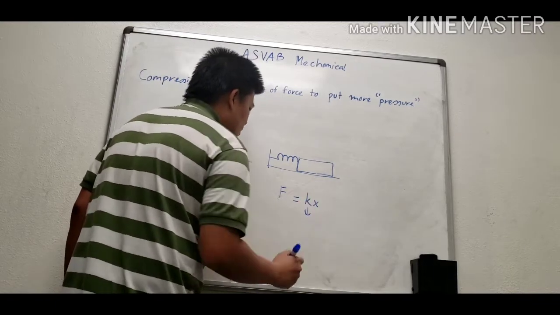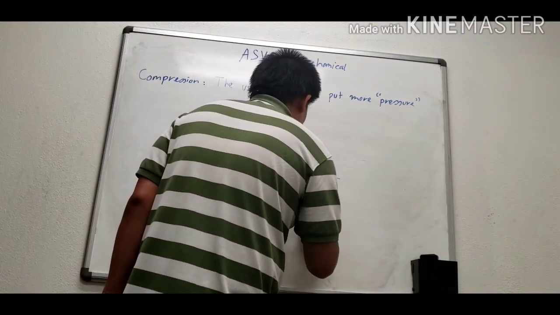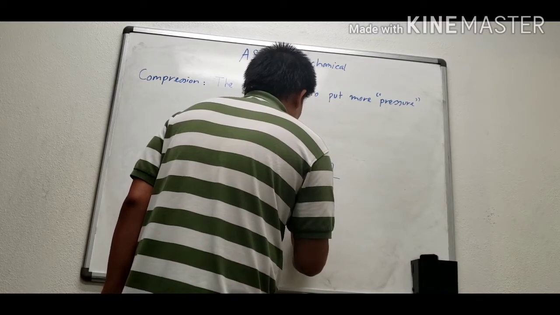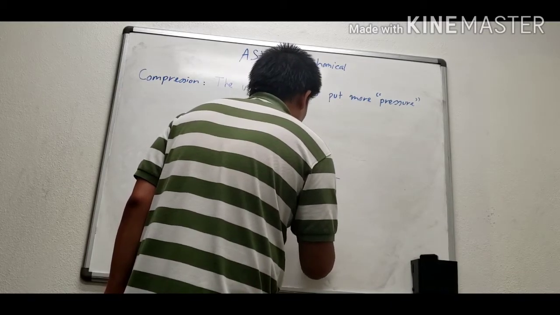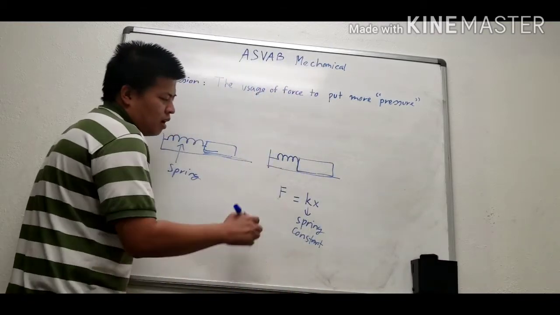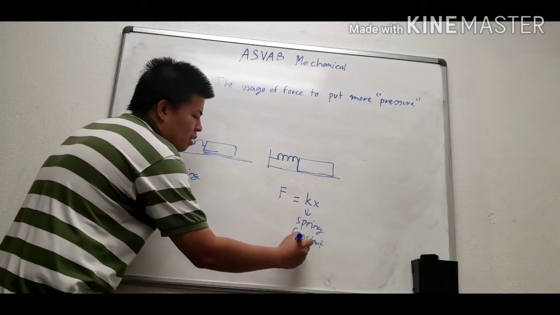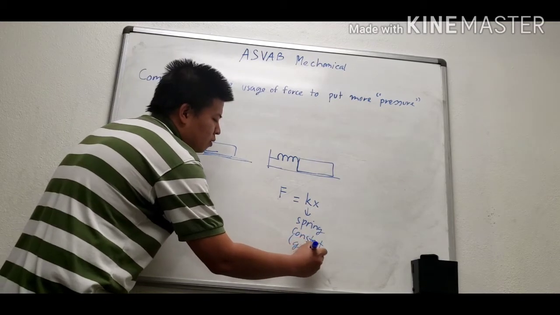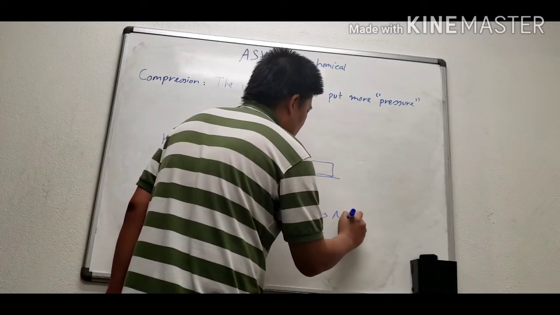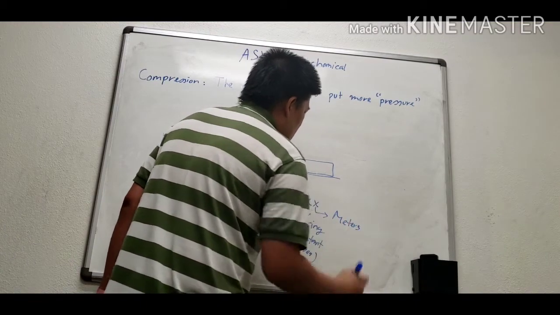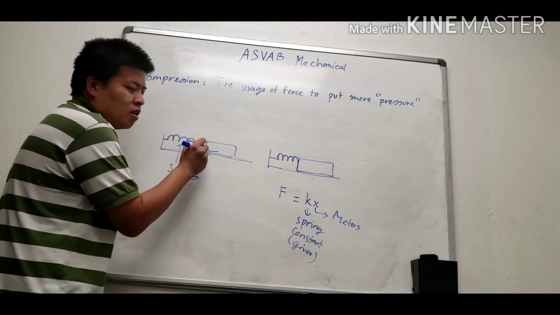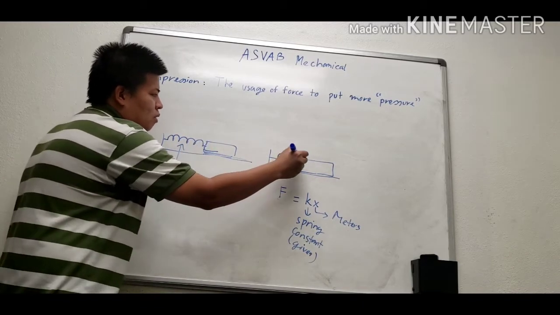K is about the spring constant. This is about a given number that we've given for you. S is about the meter. The meter in here is about the distance from the normal spring to another location.